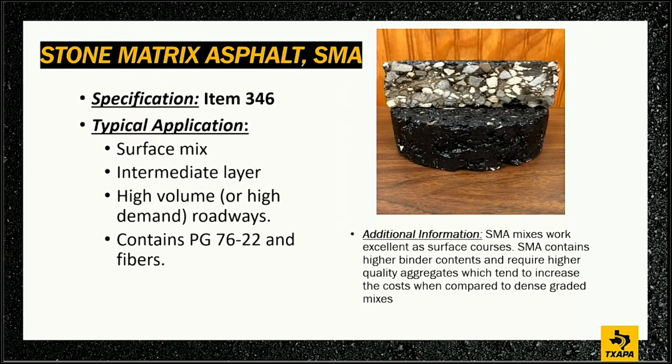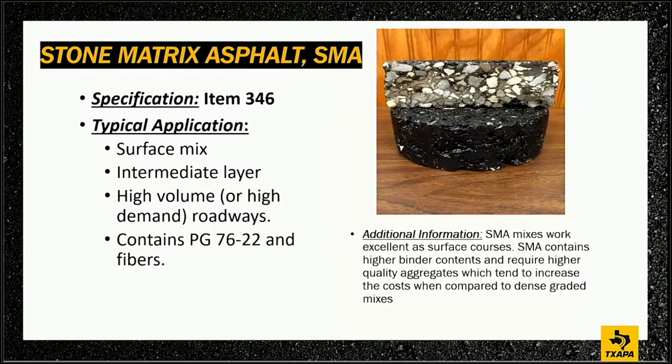It's item 346, again, Tex-dot item 346. Now listen, Stone Matrix Asphalts are really a great tool. This is a surface mix. We can use it in an intermediate layer, but typically we utilize it in a surface mix. And the reason we do that is because, again, it has the SAC-A rock, that structure we talked about, that high skid value rock. It has the 76-22, and we have to have fibers in it. So you have to have all that. And typically it's on high volume roadways.